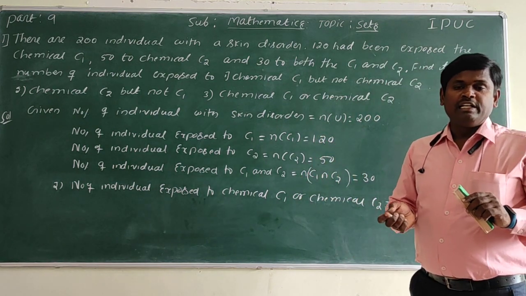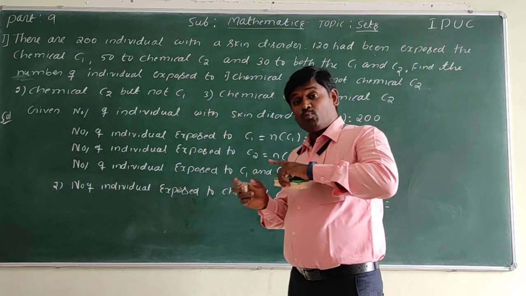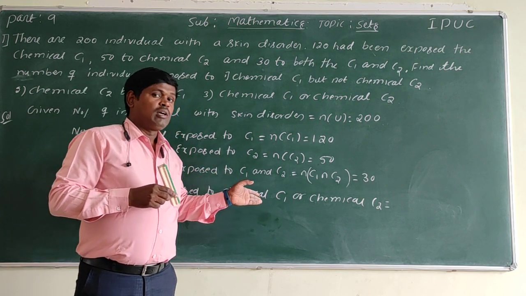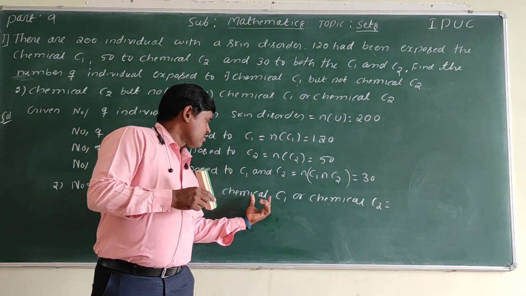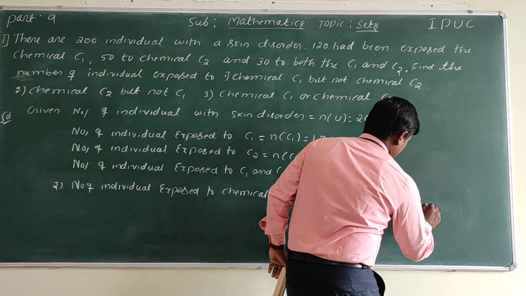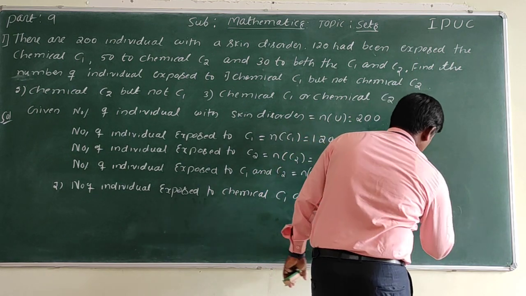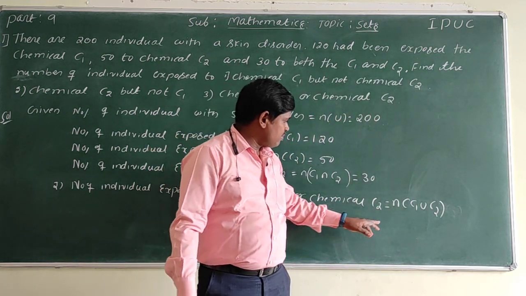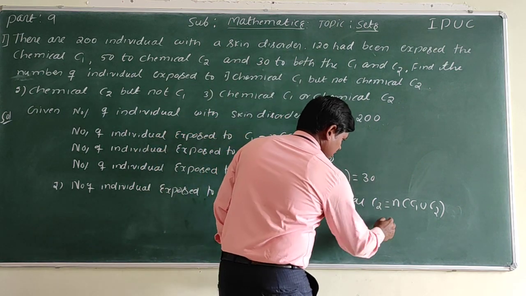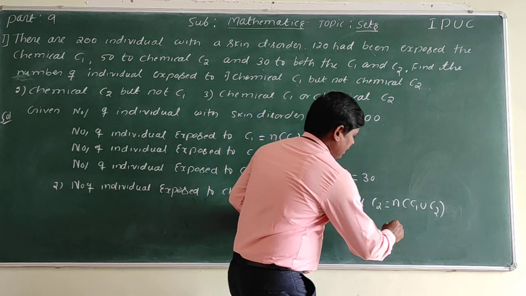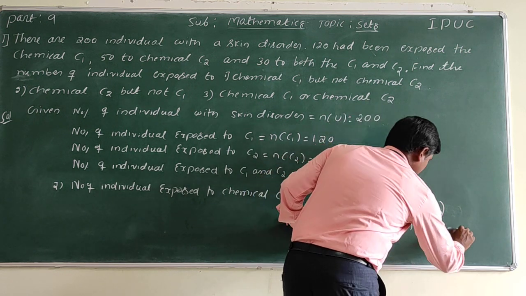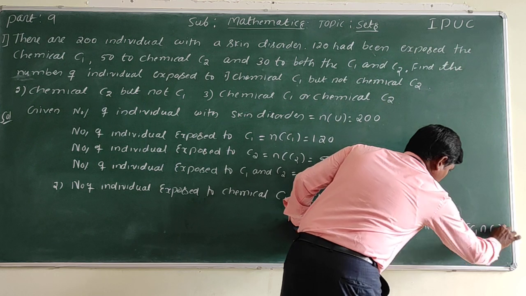Already you know that intersection is nothing but the elements which belong to both A and B. Okay, so union is nothing but the elements which belong to either A or B. That is C1 or C2, so that is taken as n of C1 union C2. That means elements which belong to either C1 or C2 or both. Okay, so we have a formula for this one, which is equal to n of C1 plus n of C2 minus n of C1 intersection C2.